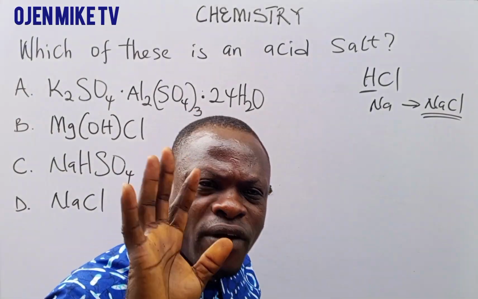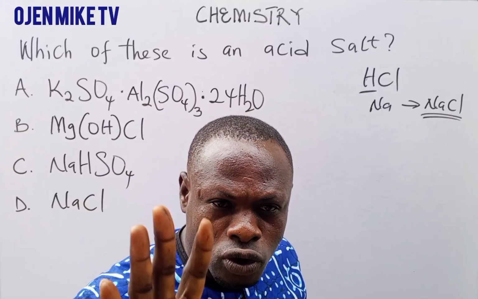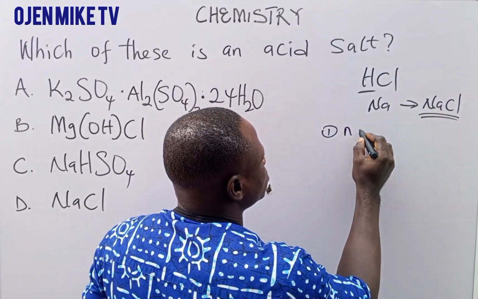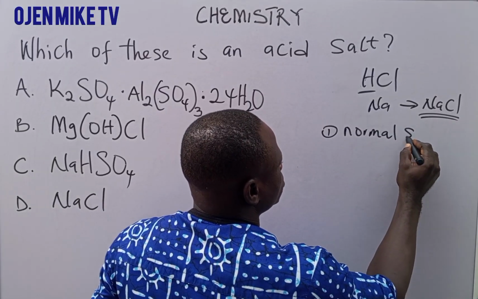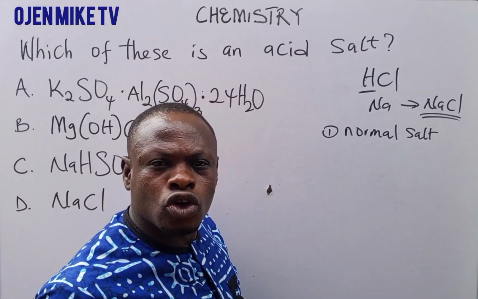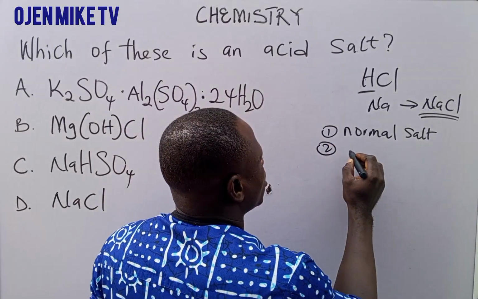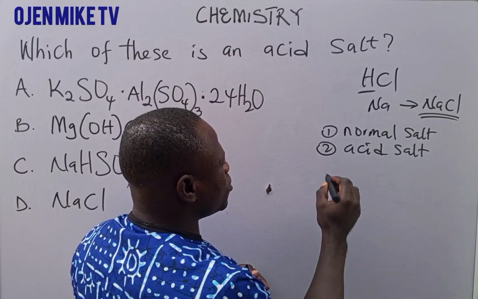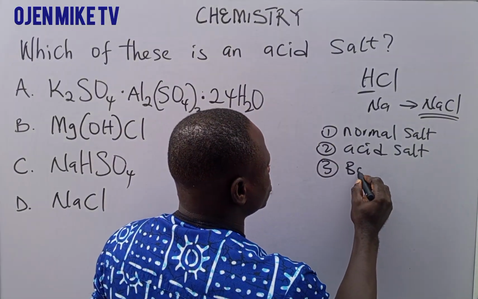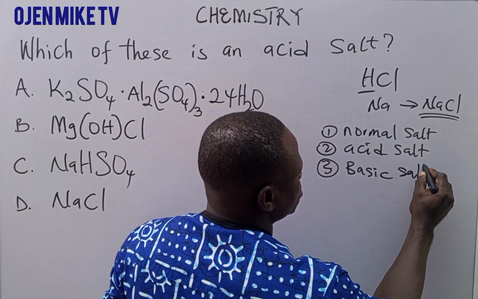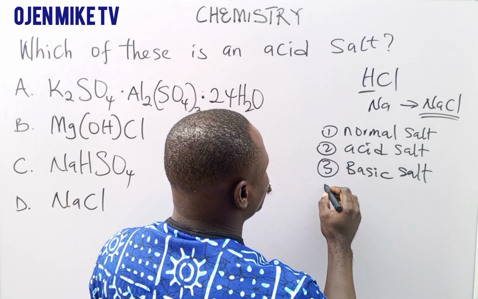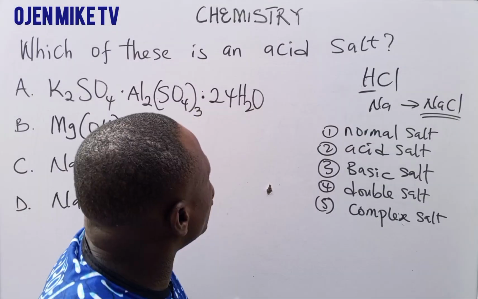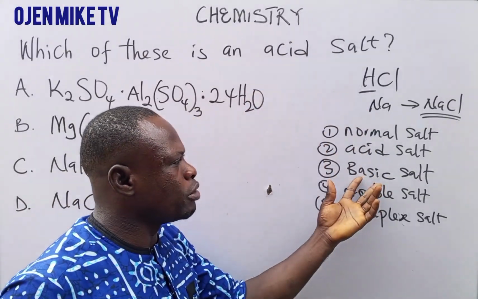Now, there are five major types of salt. Number one, we have normal salt, or you call it simple salt. Number two, acid salt. Number three, basic salt. Number four, double salt. Now we are asked about acid salt.